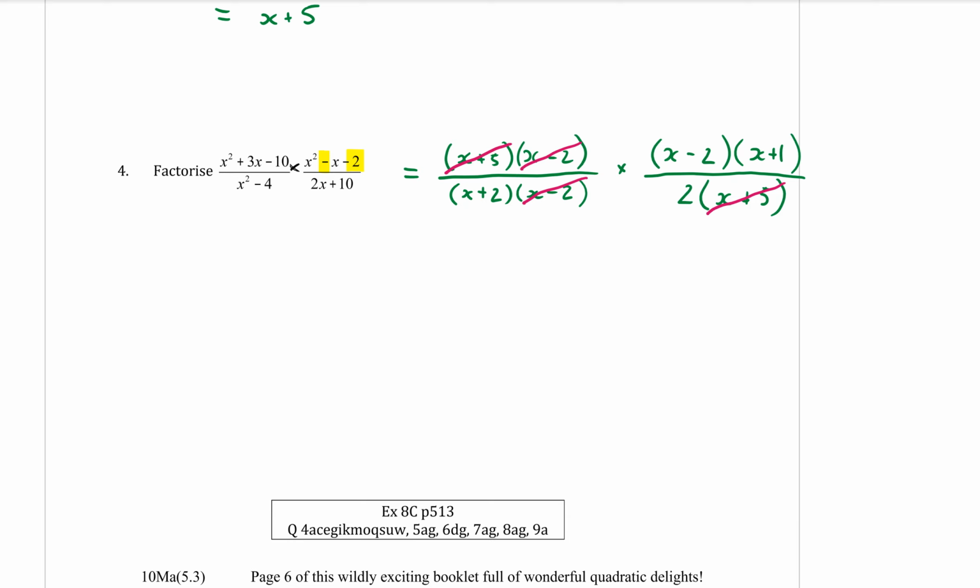So now I just need to push everything together for my answer. On the top, all that is left is the x minus 2 bracket and the x plus 1 bracket. On the bottom, I have the number 2 and the x plus 2 bracket. And that is the most simplified answer.